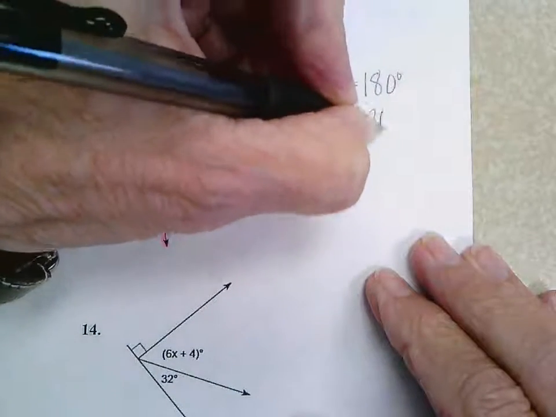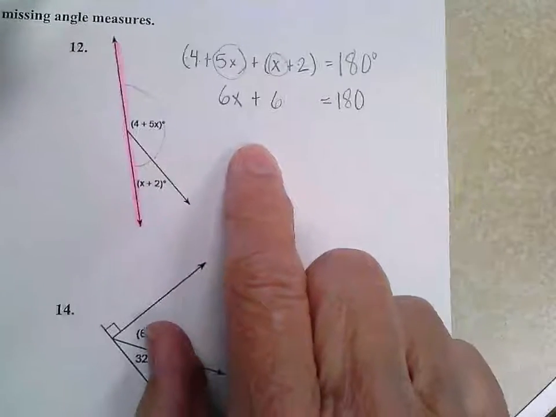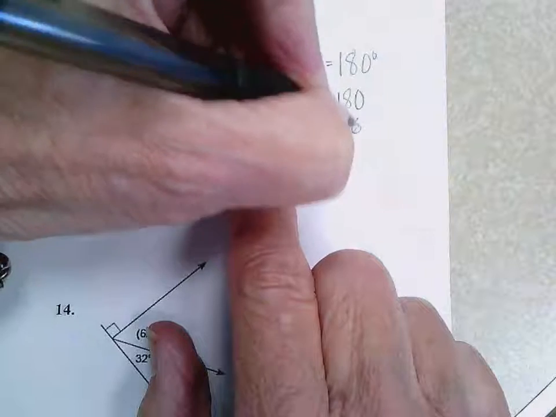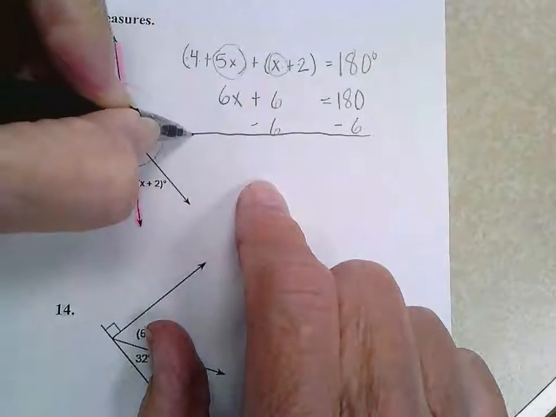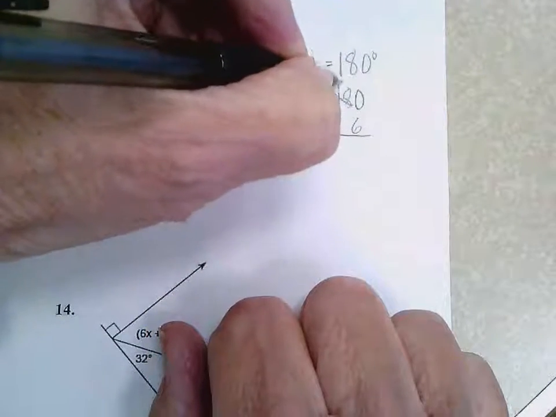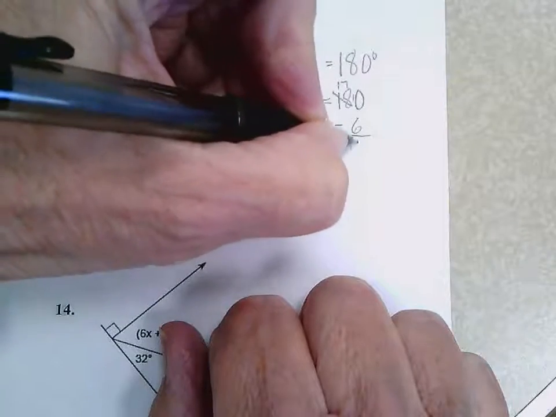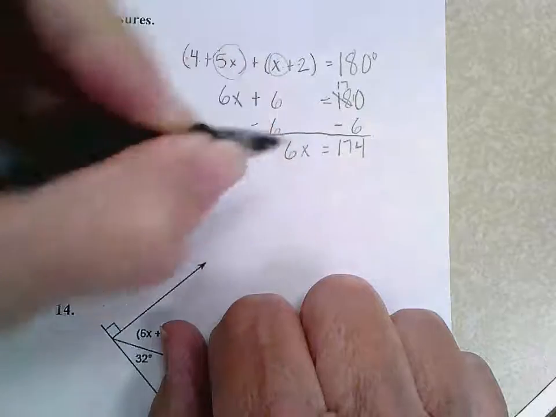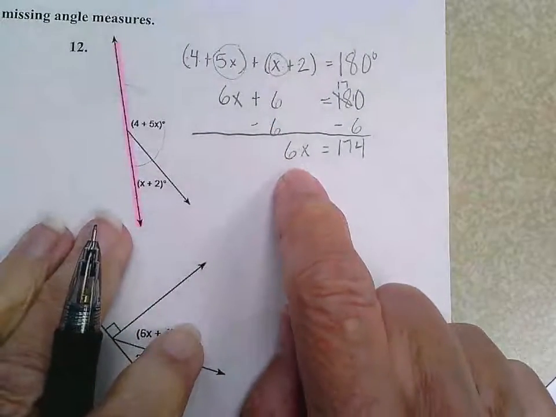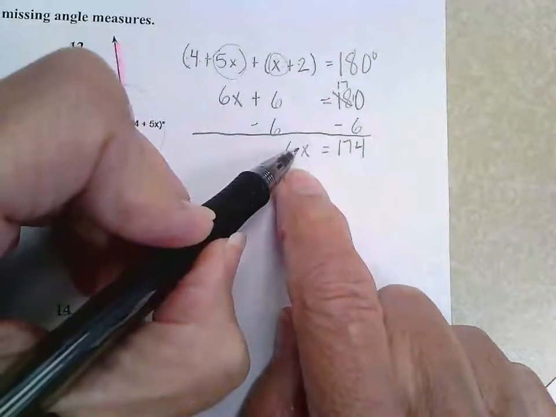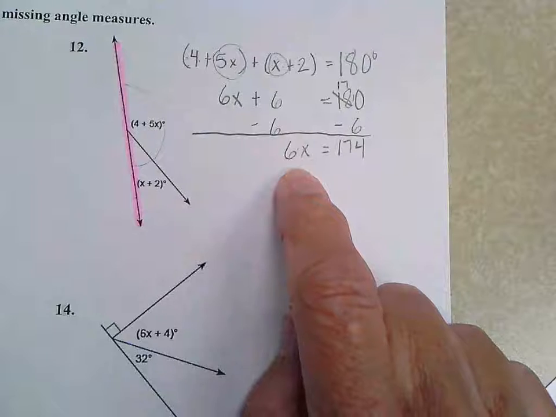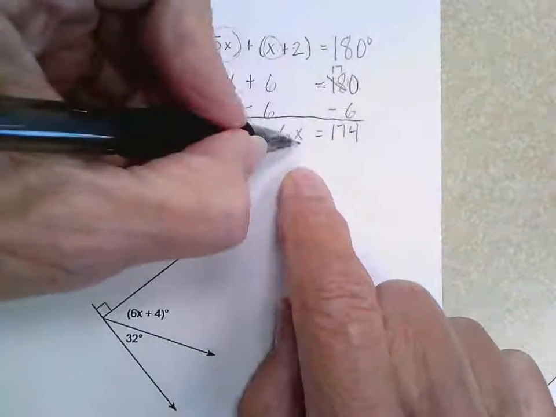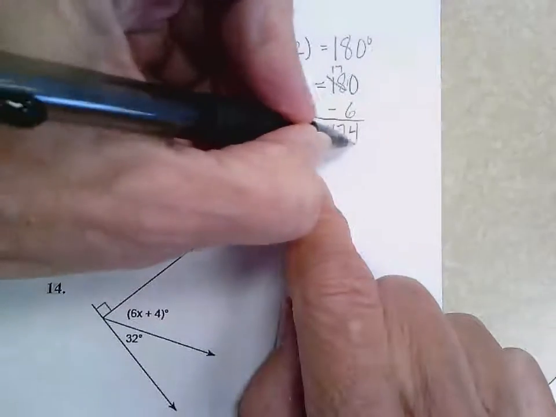So now I can solve this algebraically by subtracting 6 from each side. And when I subtract 6 from each side, I'm going to get 174 is equal to 6x. And again, this is a multiplication problem, so I'm going to do the inverse operation to just isolate my x variable on one side.